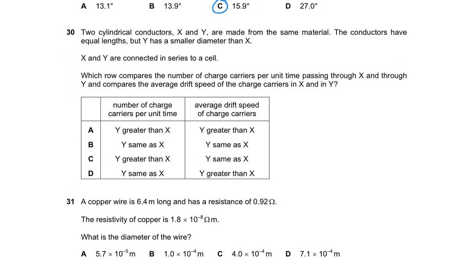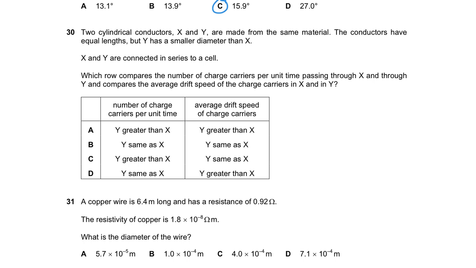Question 30 says two cylindrical conductors X and Y are made of the same material. The conductors have equal lengths, but Y has a smaller diameter than X. X and Y are connected in series to a cell. Which row compares the number of charge carriers per unit time passing through X and through Y? Compare the average drift speed of the charge carriers in X and in Y.